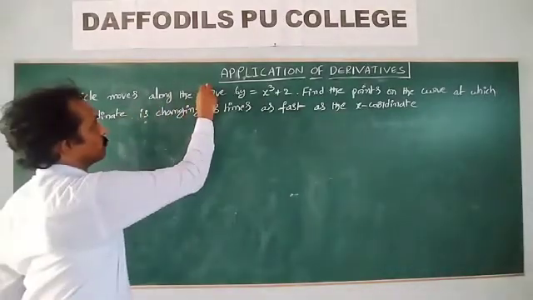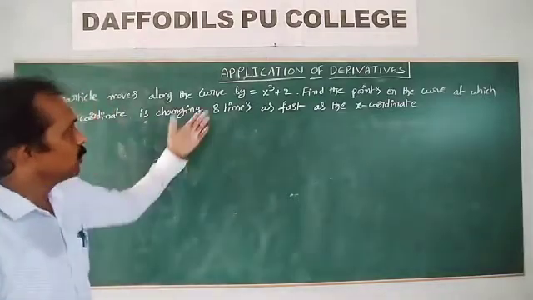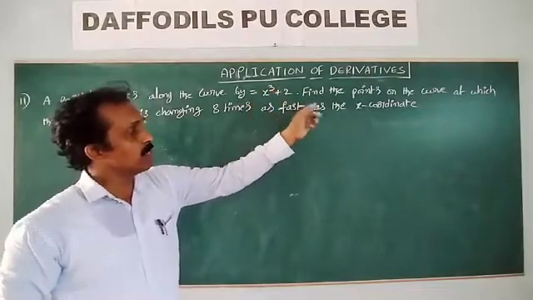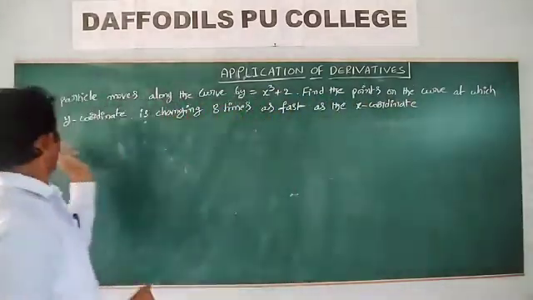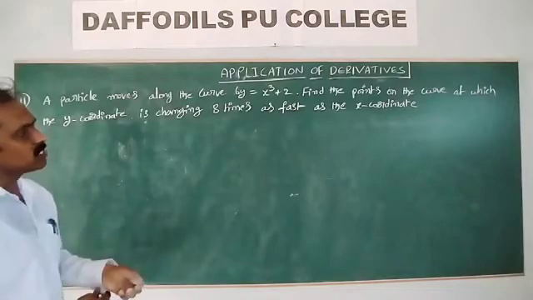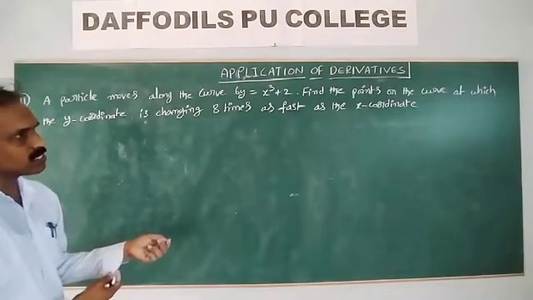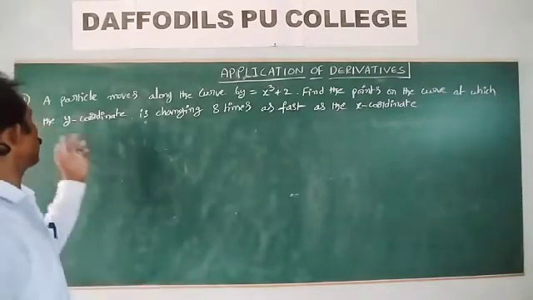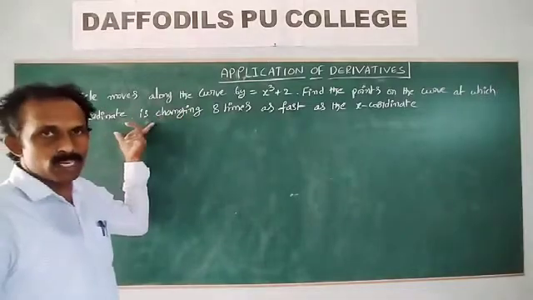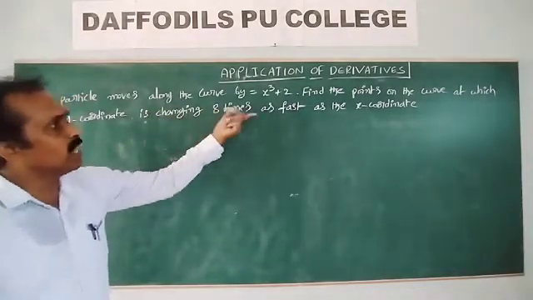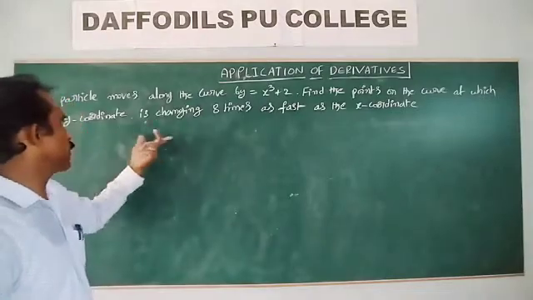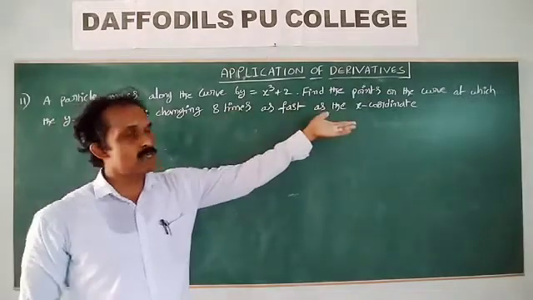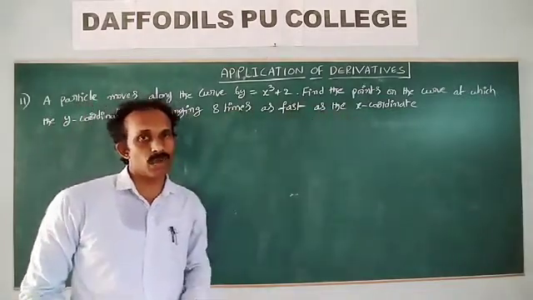Along the curve. This is the curve equation. Some particle moves along this curve. Then find the points on the curve at which y coordinate is changing 8 times as fast as x coordinate. What is given? Y changing 8 times as fast means that is nothing but with respect to time we take. So dy by dt is equal to 8 times the x coordinate, so that is nothing but dx by dt.